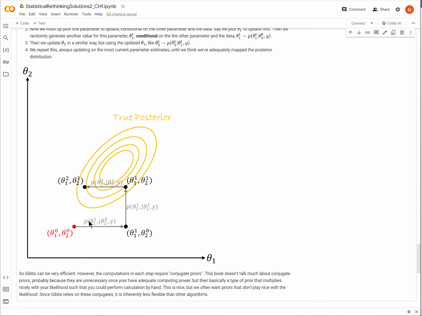But the other problem is that these little computations right here, as I go from point to point to point, these can be really, really hard to do. And so it requires that our chosen probability distributions, our priors, are what are called conjugate priors. And so this book doesn't talk much about conjugate priors, but all that's important about conjugate priors here is that a conjugate prior is a type of prior that multiplies very nicely with the likelihood, right? So that you get a tractable solution as you're running, or at least estimating, as you're calculating Bayes' theorem.